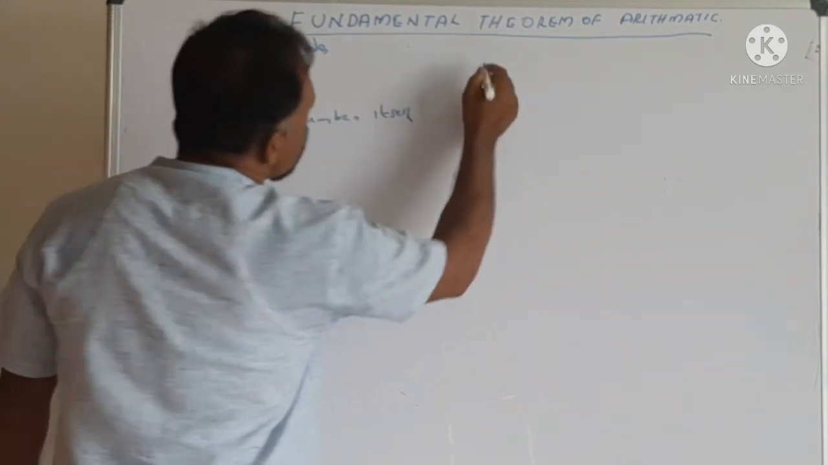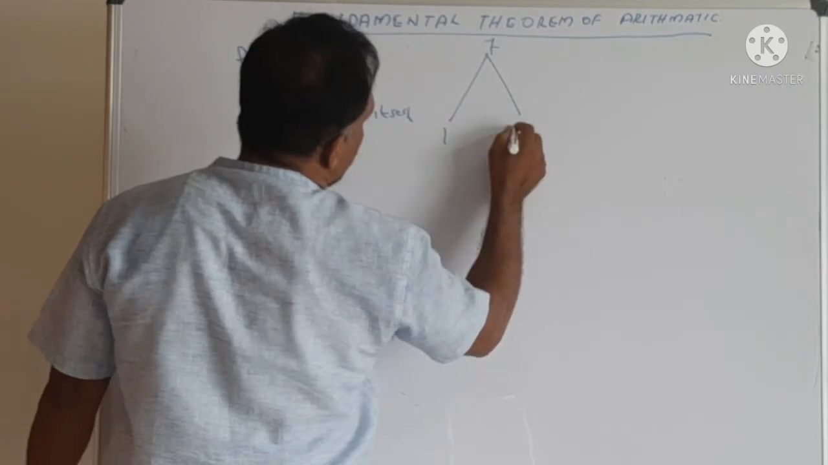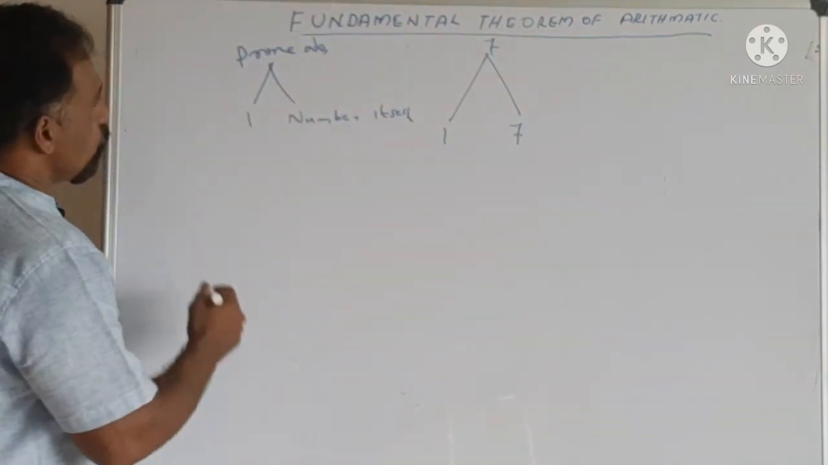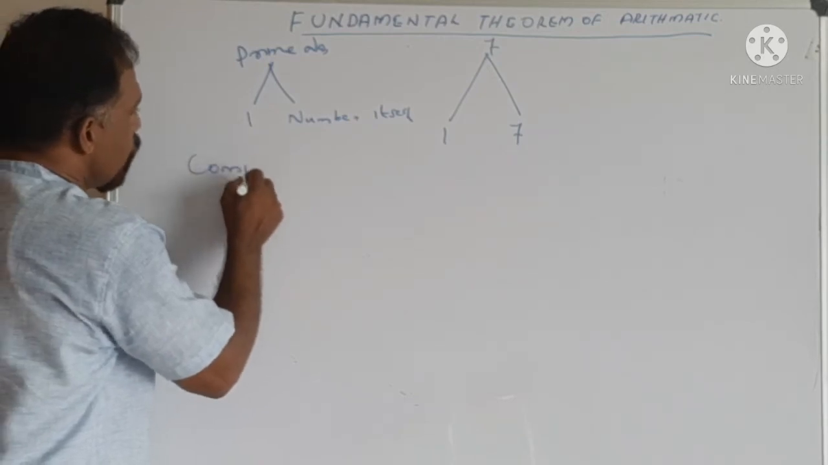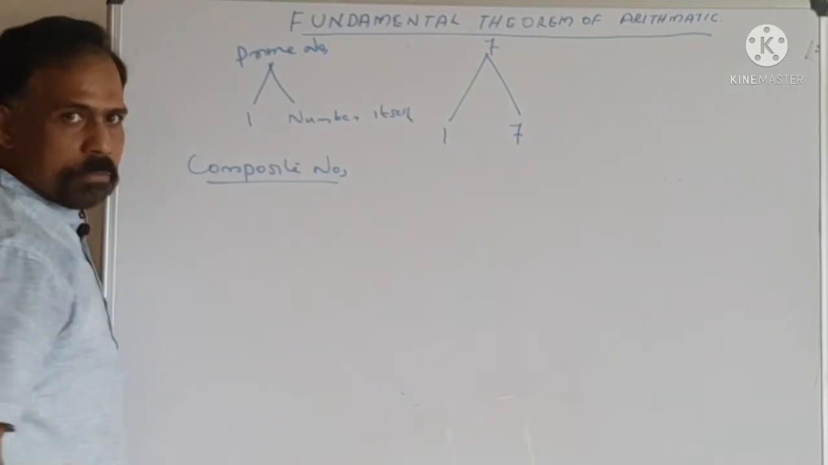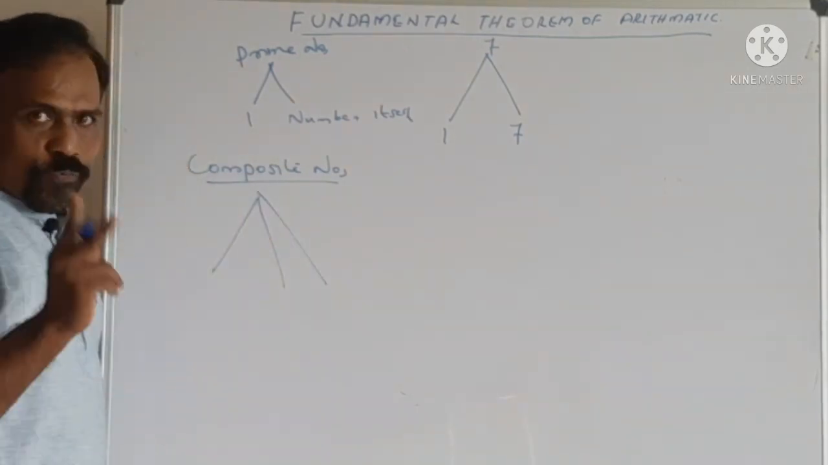For an example, let us take 7. So, it can only be divided by 1 and 7. Now, what are composite numbers? Composite numbers have more than 2 factors.